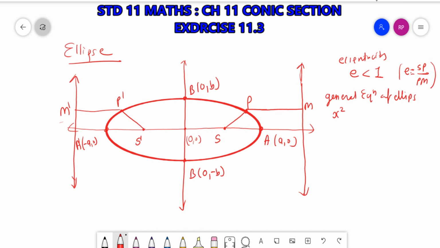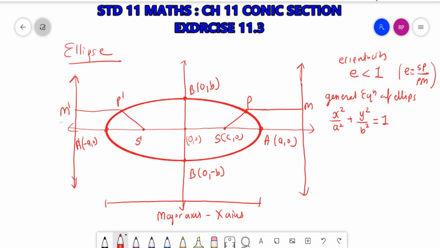Now the general equation of an ellipse is x square by a square plus y square by b square equal to 1. Remember, this is the general equation, but when the major axis is the x-axis. Here this is the major axis. So when the major axis is the x-axis, it is x square by a square plus y square by b square equal to 1. The foci are c, 0 and minus c, 0. If you want to find the value of c, then a square is equal to b square plus c square. Remember, a square is equal to b square plus c square.